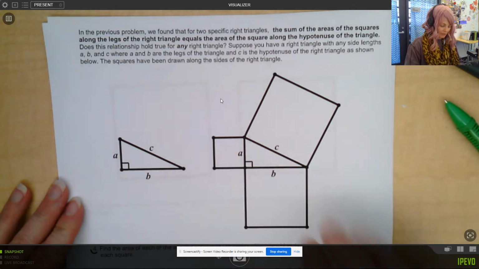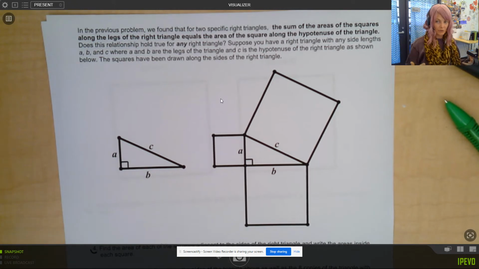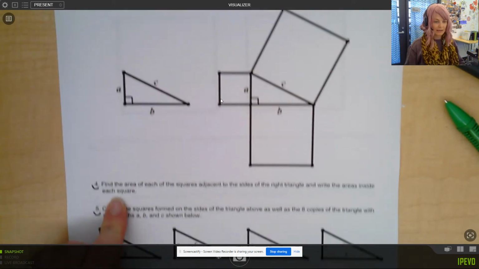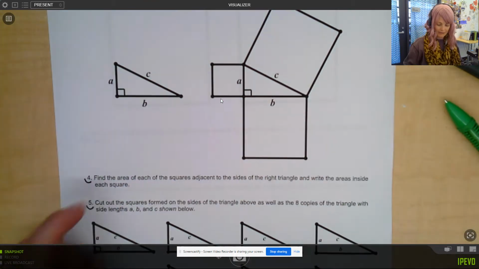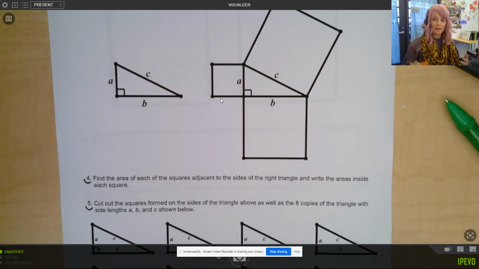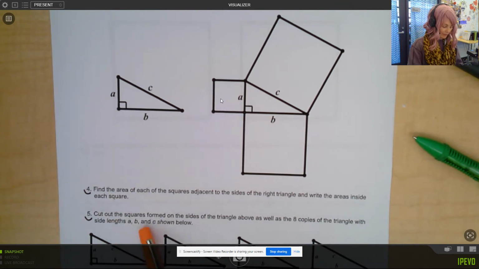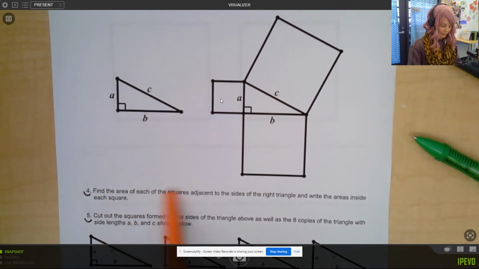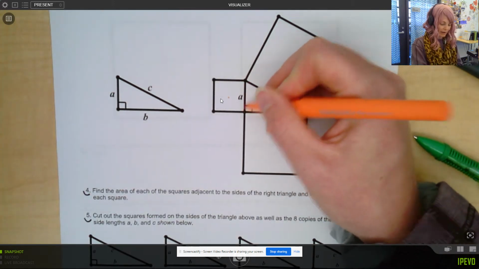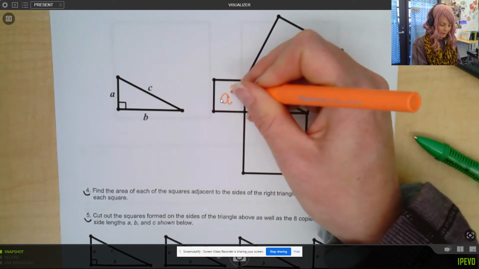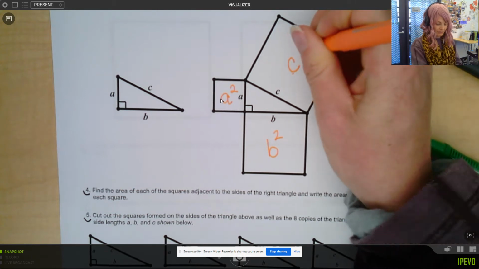as shown here, and the squares have been drawn along, just like we drew on the previous page, but maybe a little bit more to scale here. So the first thing says, find the area of each of the squares adjacent to the sides of the right triangle and write them inside each square. So this is going to be a little activity on following directions. So reading these directions for 4, 5, and then 6, I want you to follow them. So this means like we're writing the area of all of these squares. So since this square has a side length of A, the area is A squared. Little a, B squared, and C squared.